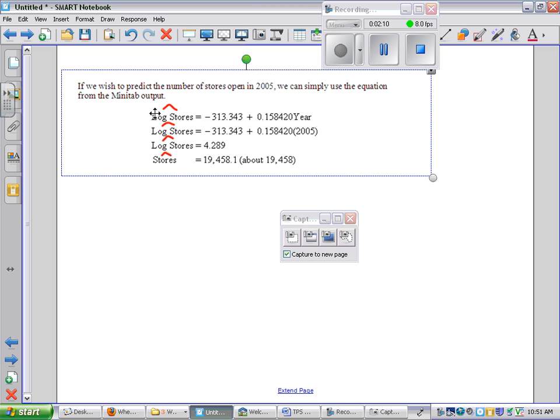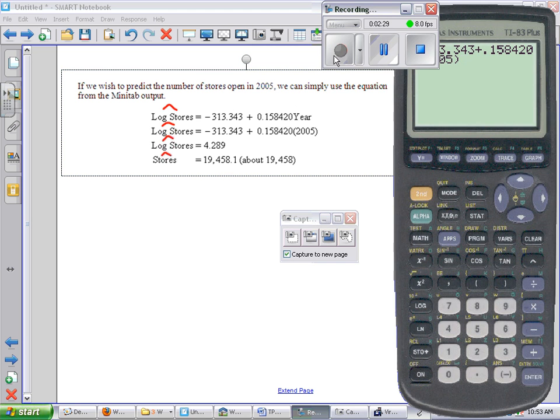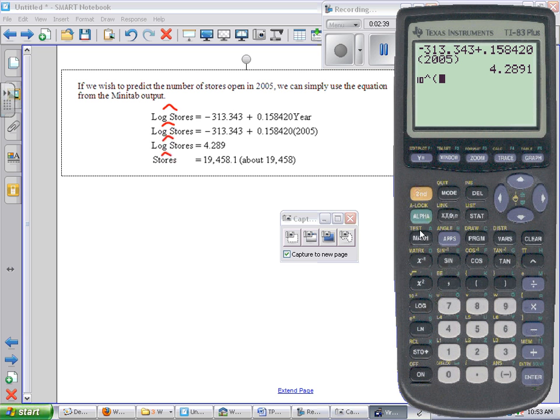To see the number of stores that would be in 2005, just enter 2005 into that equation. That answer is the log of the number of stores. So anti-logging both sides will give me the estimated number of stores is 19,458. Using my calculator, it would look like this. Negative 313 plus 0.158 times the year. When I hit enter, I get that, and then I will anti-log that answer to get approximately the hat, approximately 19,458 stores.